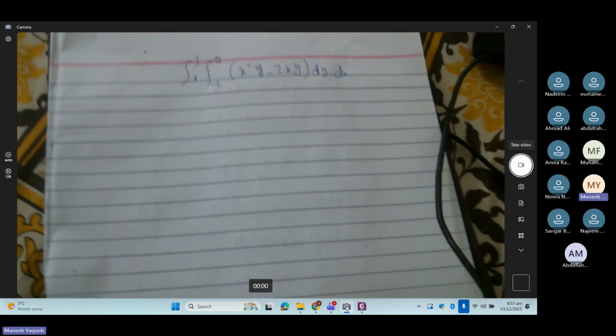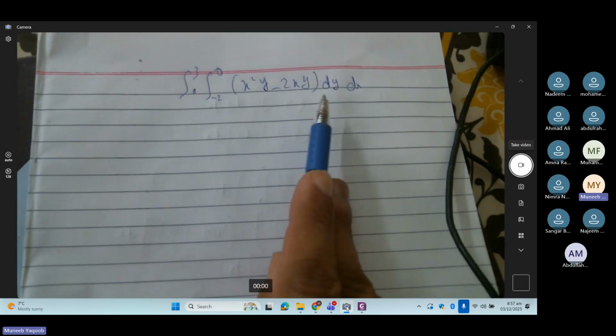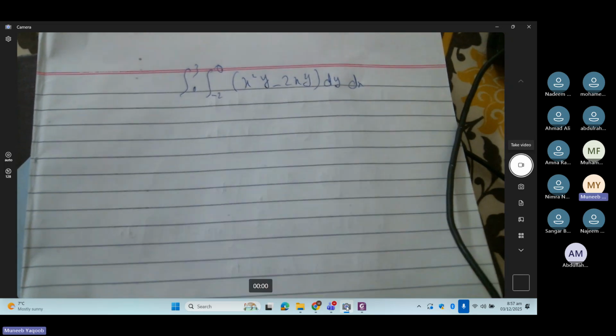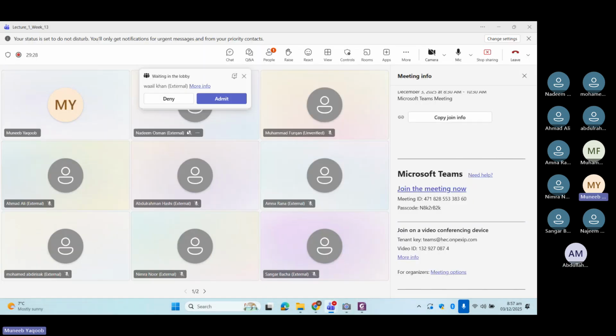And you can see that the inner integral is with respect to y. Okay, let me just add some students.